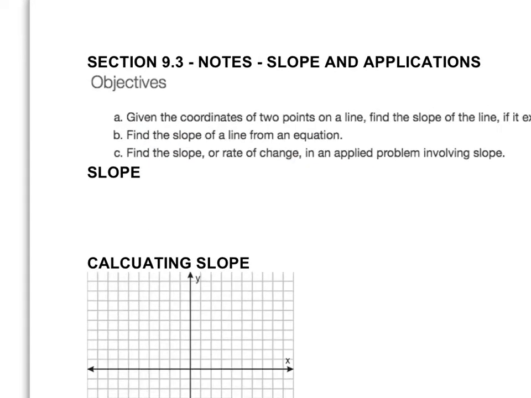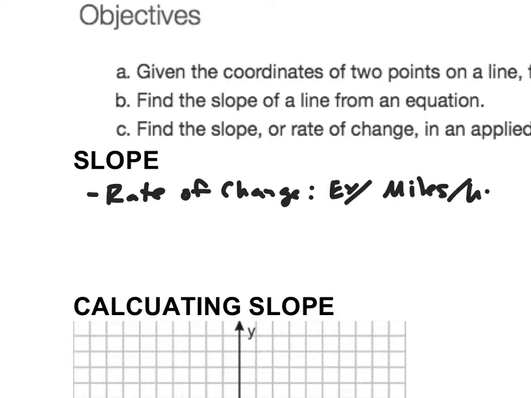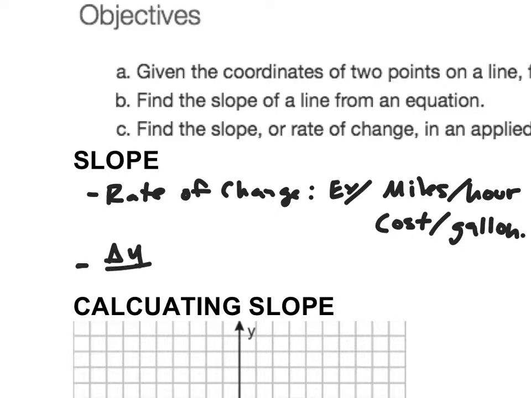So with slope, we have a couple of different definitions. Basically, this is your rate of change, and we've talked about this a little bit in chapter 4. Some examples of rate of change would be miles per hour or cost per gallon. Basically, it means the change in y over the change in x. Some people often refer to that as rise over run.